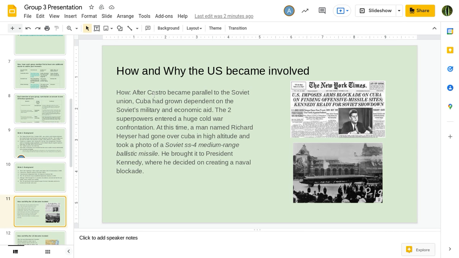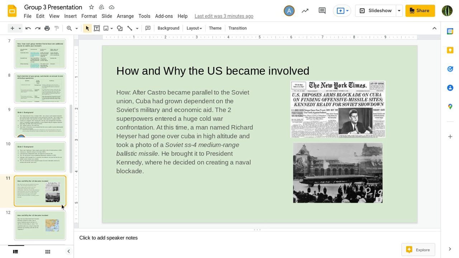How and why the US became involved, part one. How? After Castro became parallel to the Soviet Union, Cuba had grown dependent on the Soviets' military and economic aid. The two superpowers entered a huge Cold War confrontation, and at this time, a man named Richard Heyser had gone over Cuba at high altitude and took a photo of a Soviet SS-4 medium-range ballistic missile. He brought it to President Kennedy, where he decided on creating a naval blockade.